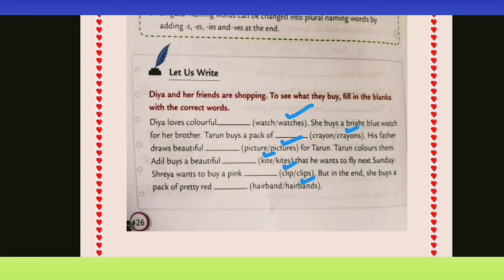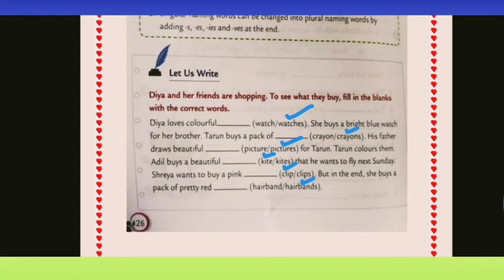Diya loves colorful dash. Watch or watches? Here it will come watches. Diya loves colorful watches. She buys a bright blue watch for her brother. Tarun buys a packet of dash. See, same example we have done. A pack of, what will come? A pack of crayons. Tarun buys a pack of crayons. His father draws beautiful pictures for Tarun.